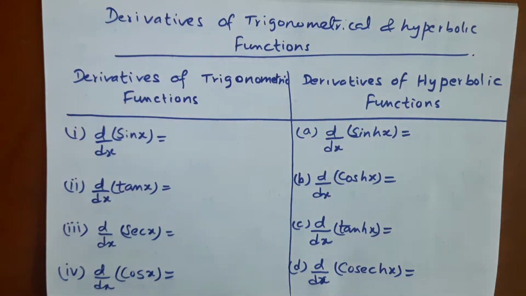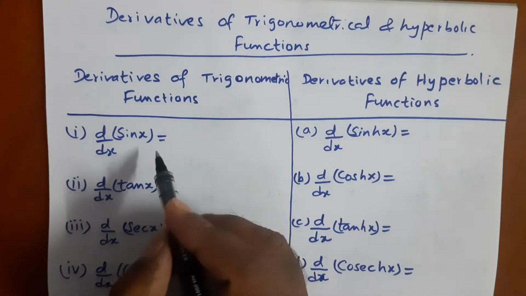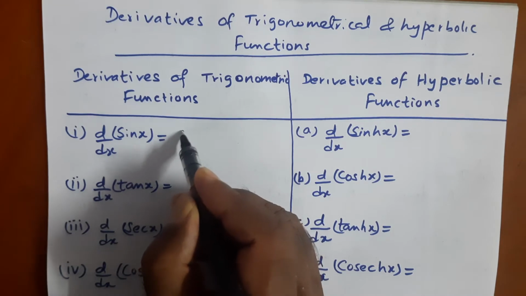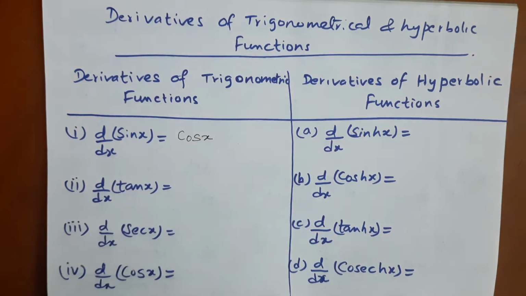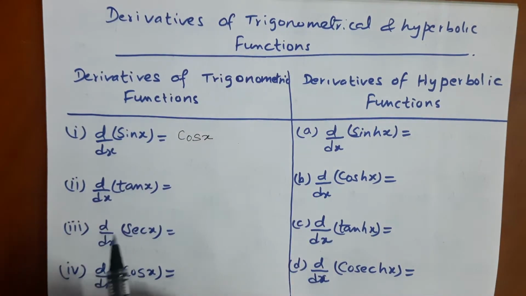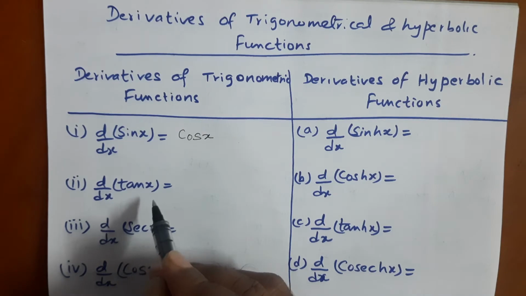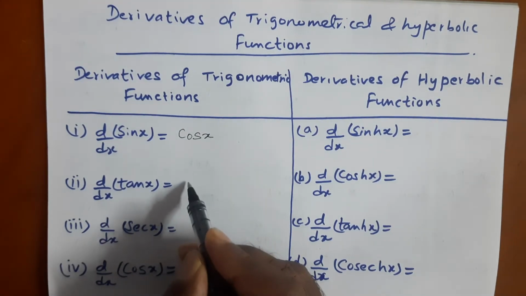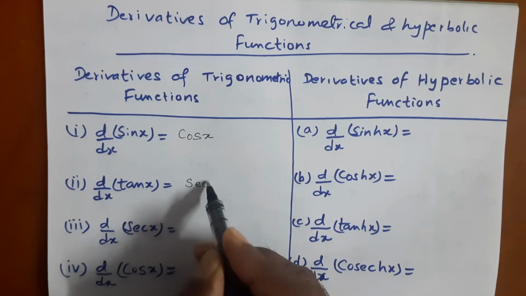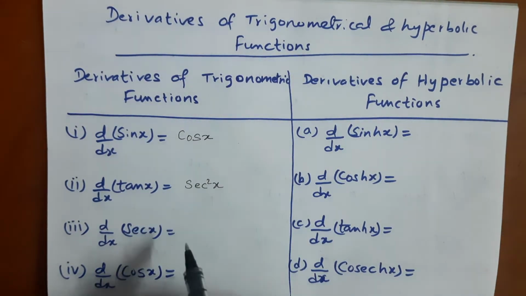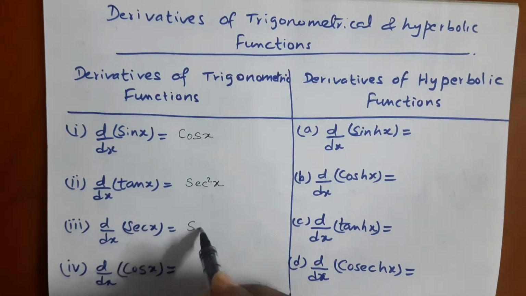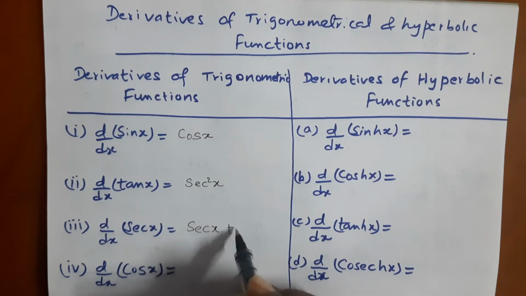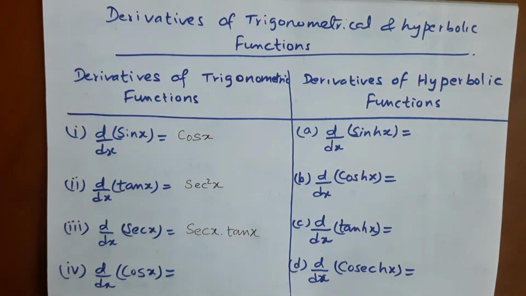As we know, the derivative of sin x is cos x. Here it is positive. The derivative of tan x is sec square x, which is also positive, and the derivative of sec x is sec x tan x, which is also positive.